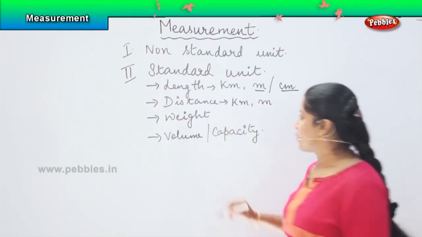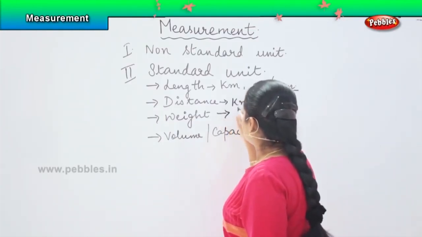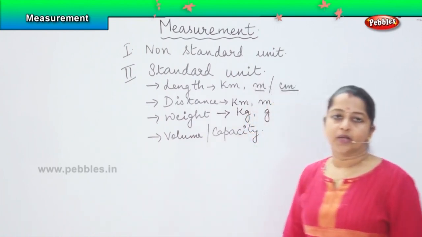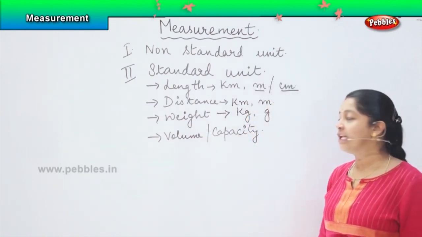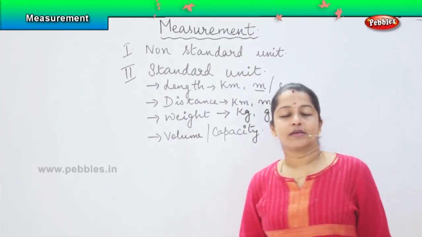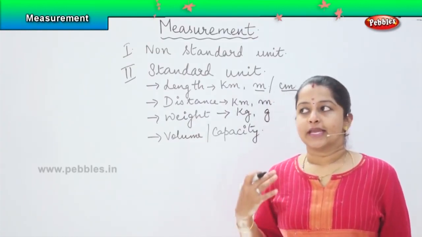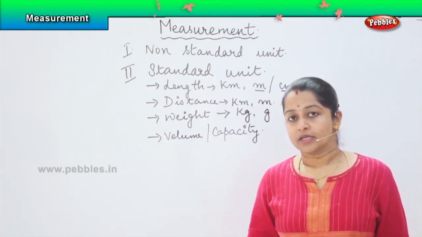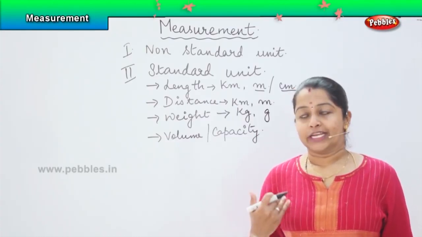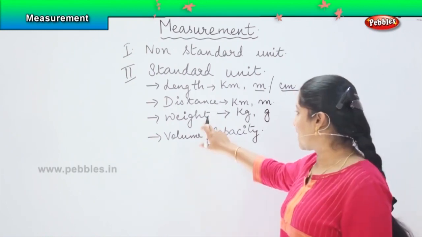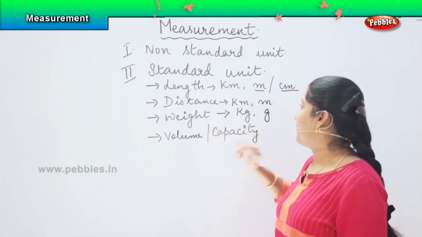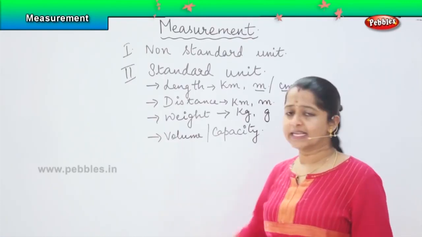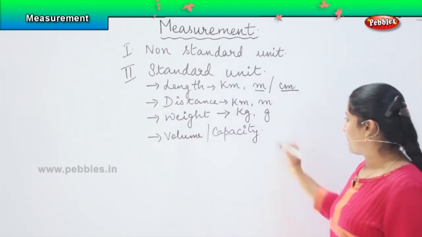Okay. The next one is weight. As I told you earlier, for weight we use kilogram and gram. For example, if we have to find the value of 1 kilo of sugar, 1 kilo of rice, or 1 kilo of tomatoes, in those cases our standard unit will be kilogram and gram. Clear? The next comes the volume or capacity.